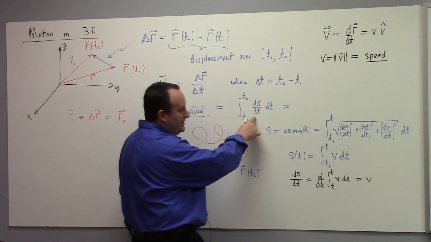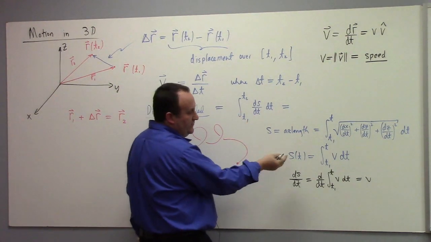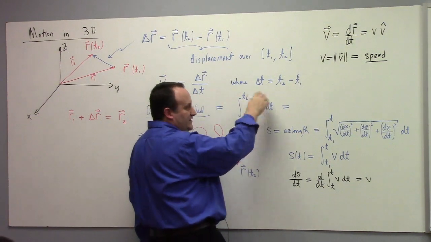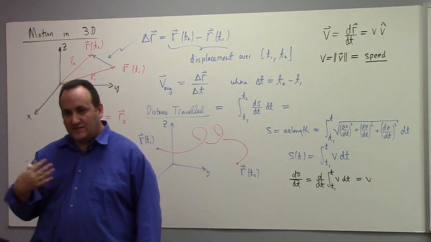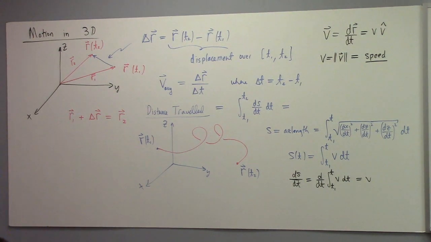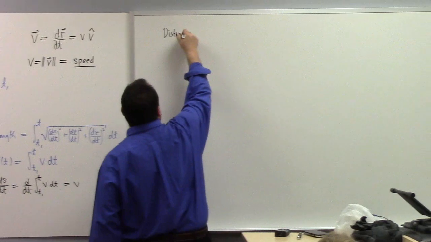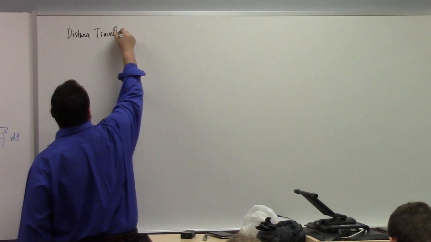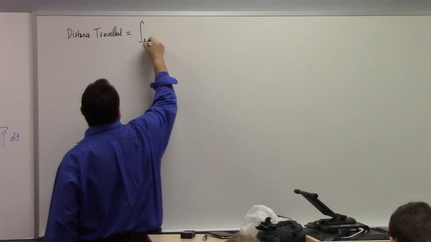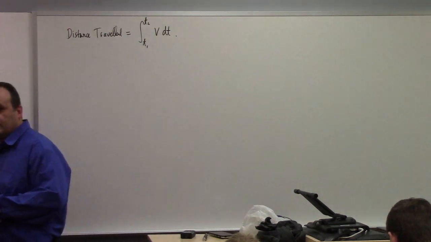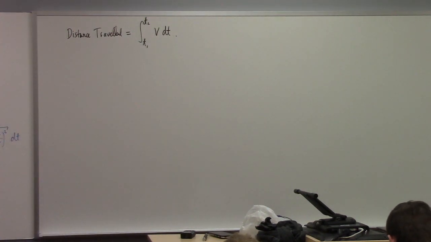You integrate the speed, because the speed is the instantaneous rate of change of arc length with respect to time. So if you integrate that instantaneous rate of change, the net change theorem says you get the total arc length. So anyway, long story short, the takeaway message from all this is the formula for distance traveled is simply this: integrate from t1 to t2 the speed. Any questions about this?